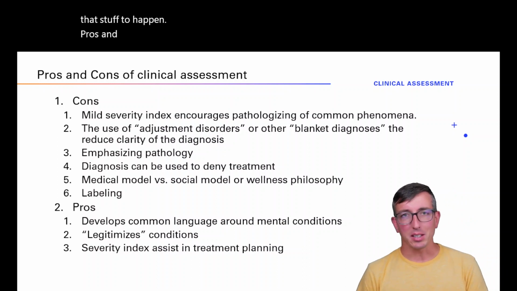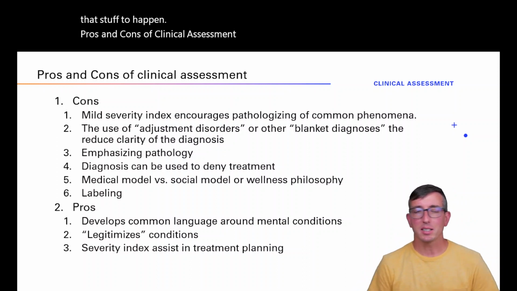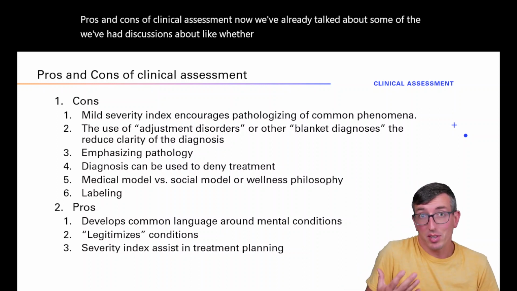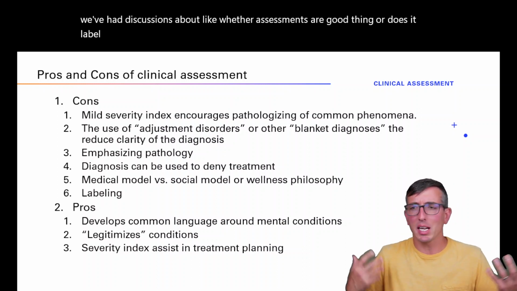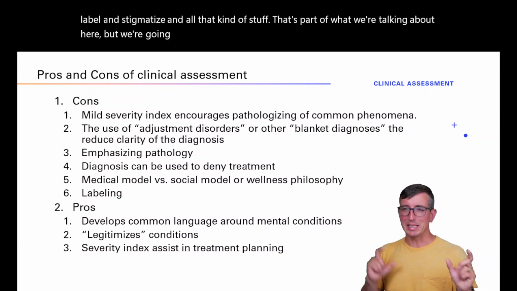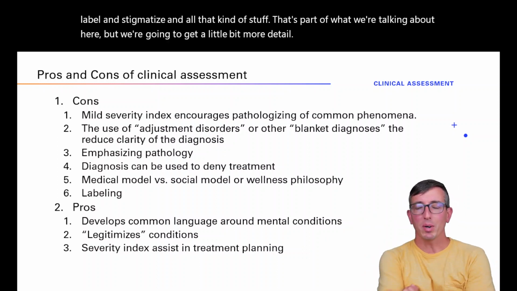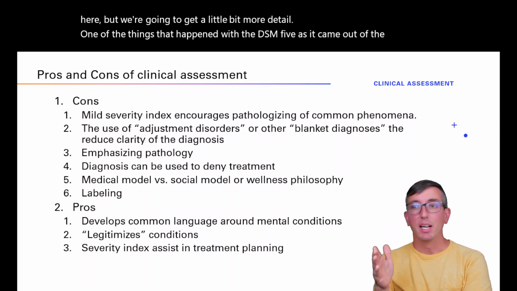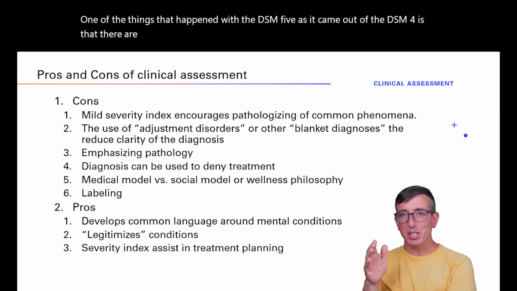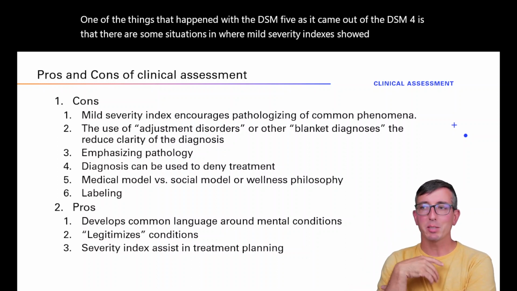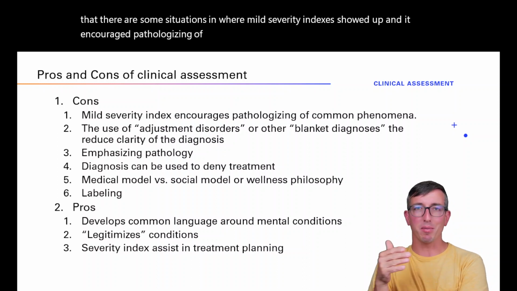Pros and cons of clinical assessment. We've already had discussions about whether assessment is a good thing, or whether it labels and stigmatizes and all that kind of stuff. That's part of what we're talking about here, but we're going to get into a little more detail. One of the things that happened with the DSM-5 as it came out of the DSM-4 is that in some situations, mild severity indexes showed up, and it encouraged pathologizing of common phenomena.